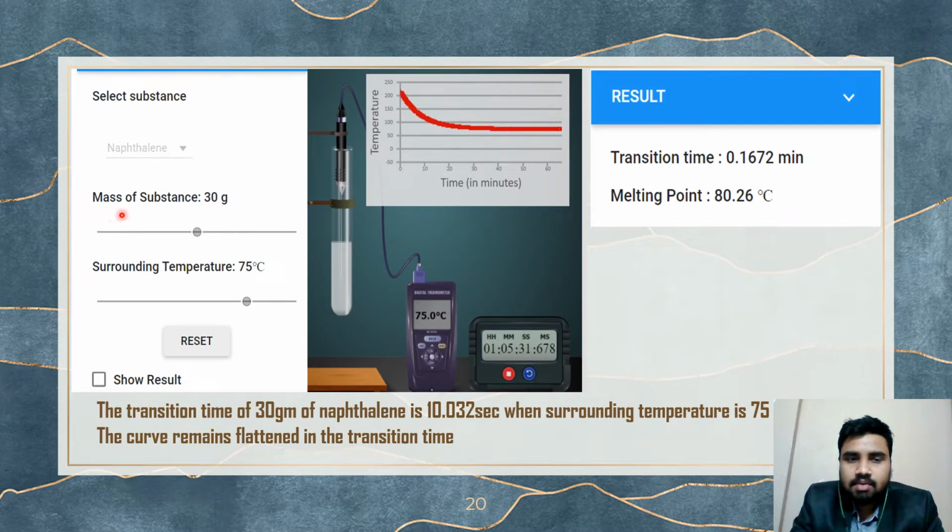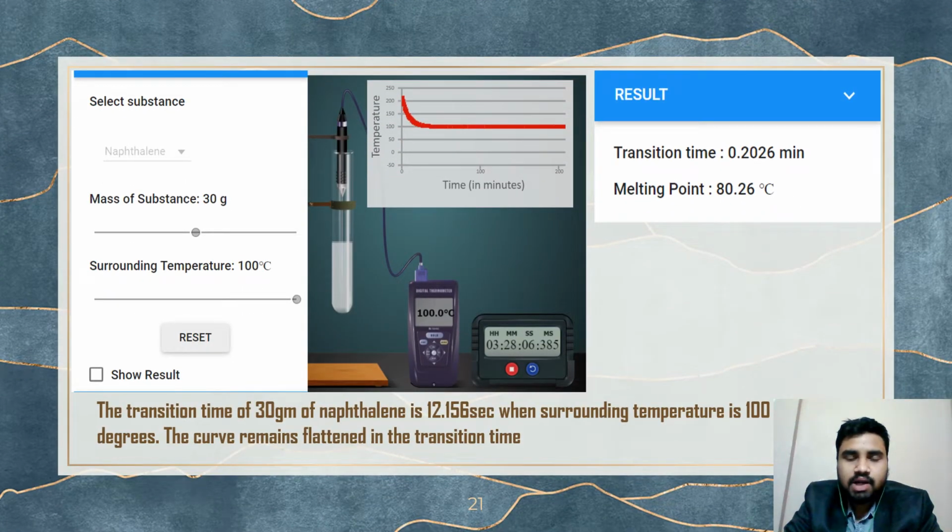During this ninth observation, we have increased the surrounding temperature to 75 degrees centigrade and found out that the transition time of 30 grams of naphthalene is 10.032 seconds when the surrounding temperature is 75 degrees. The curve remains flattened in the transition time, and the curve remains flattened at this point.